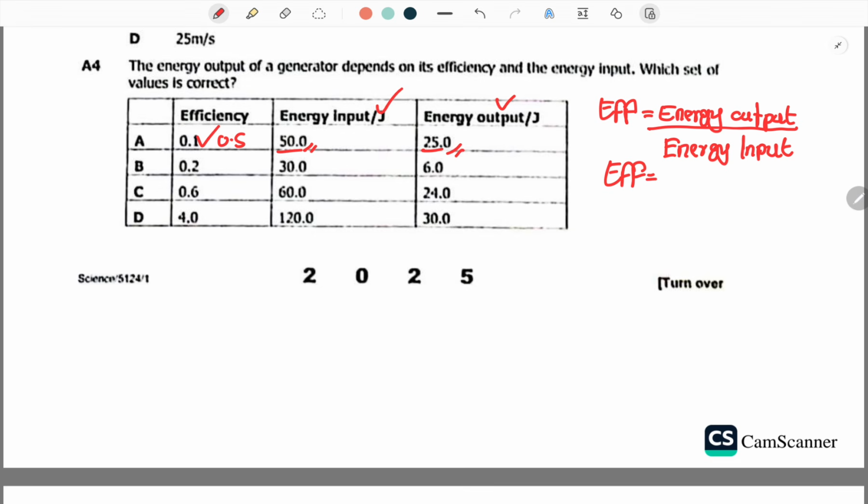If you divide 6 by 30, are you going to get 0.2? If you divide 6 by 30, you're going to get 0.2. Yes. Okay, so this one is correct. And of course, this one will also be wrong, because we only have one answer. So if you divide 6 by 30, you're going to get 0.2, and that is exactly what they wanted.